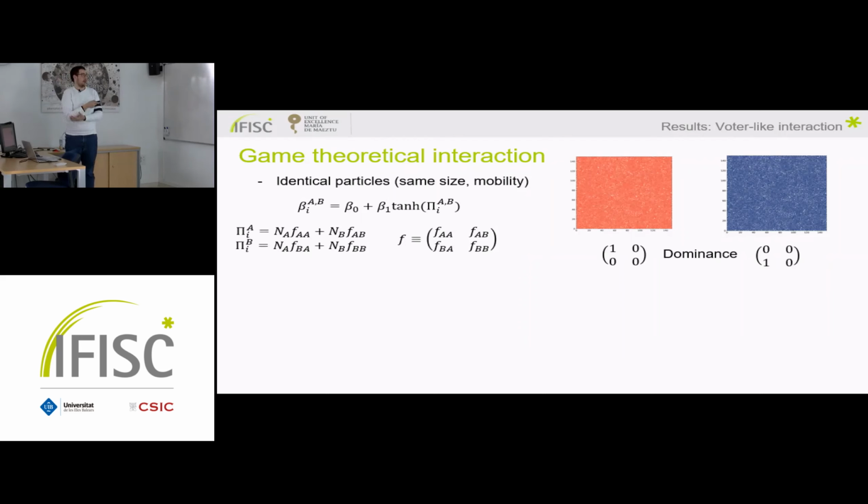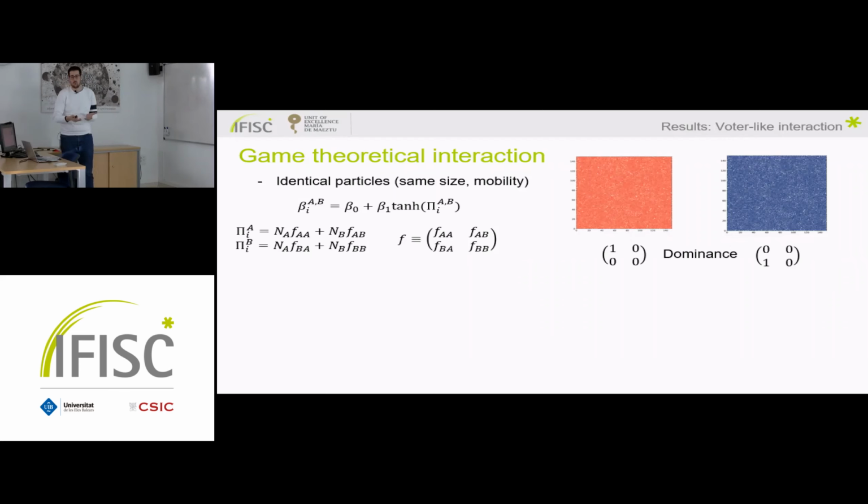So to represent this, A wants to be with A if it's positive. A wants to be with B, B wants to be with A, and B wants to be with B. If negative, it is our case. Then if the orange particle wants to be with orange particles and this is increased by beta one, the system is dominated by the orange ones. We can see the other case with the blue ones.